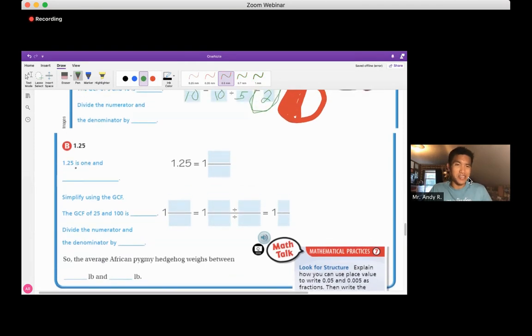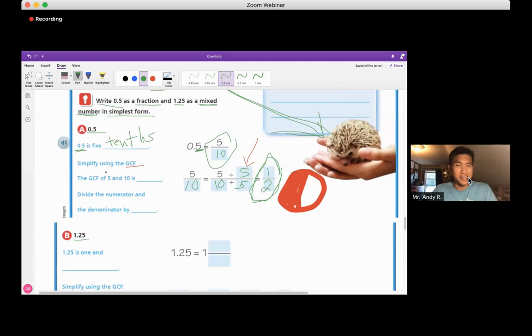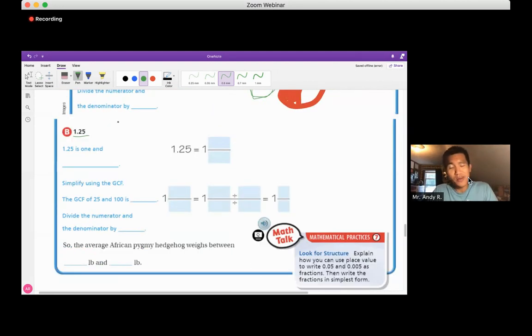Okay, so let's try 1.25. Convert this into a mixed number. Yep, mixed number. And what is a mixed number? I'll give you a little example: 3 and 4 over 9. That's a mixed number. It's a mix of the whole number and then the partial fraction.